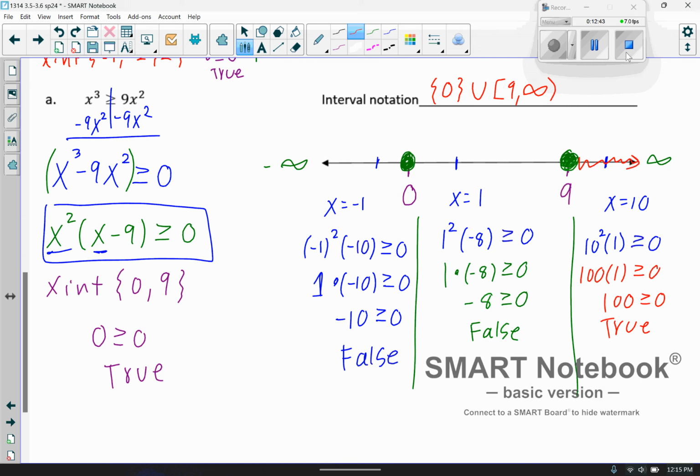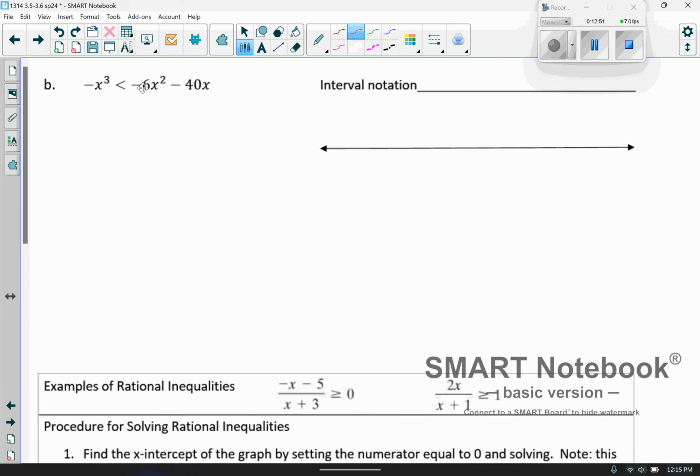Okay. All right, I think I have one more like this. So let's go ahead and take a look. All right, so this one's kind of similar, where you need to set one side to 0. Now, I really don't like this being negative. So I'm going to add x cubed to both sides to let the left side be 0. So 0 is less than x cubed minus 6x squared minus 40x.